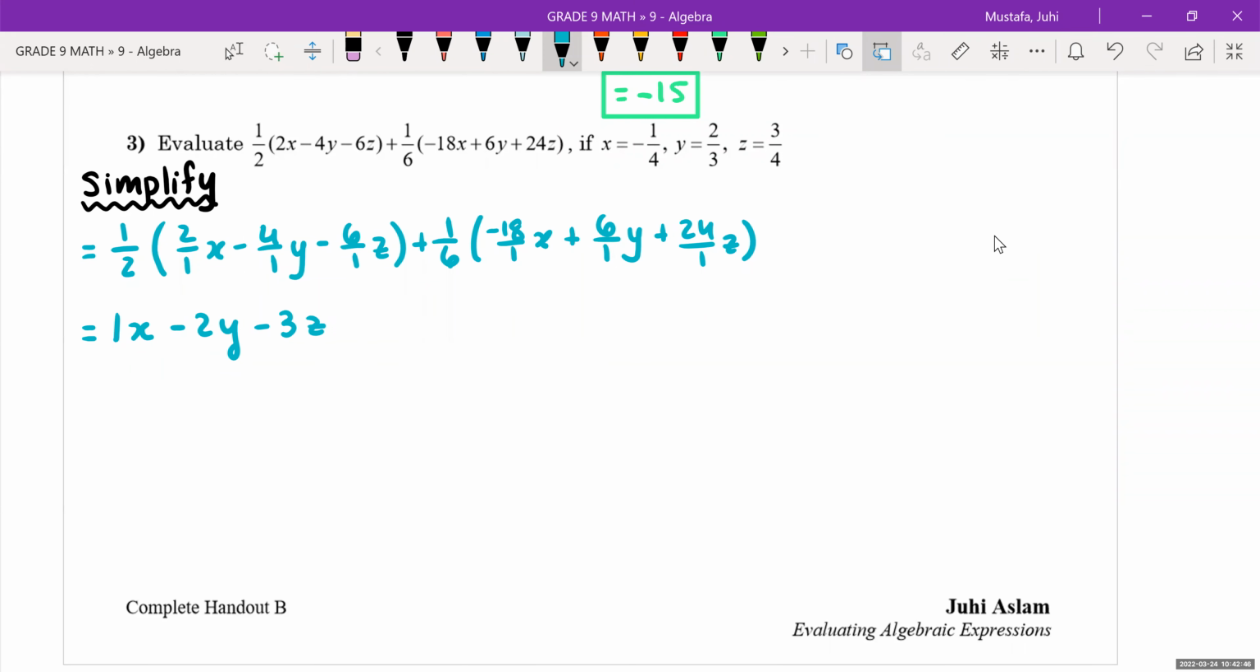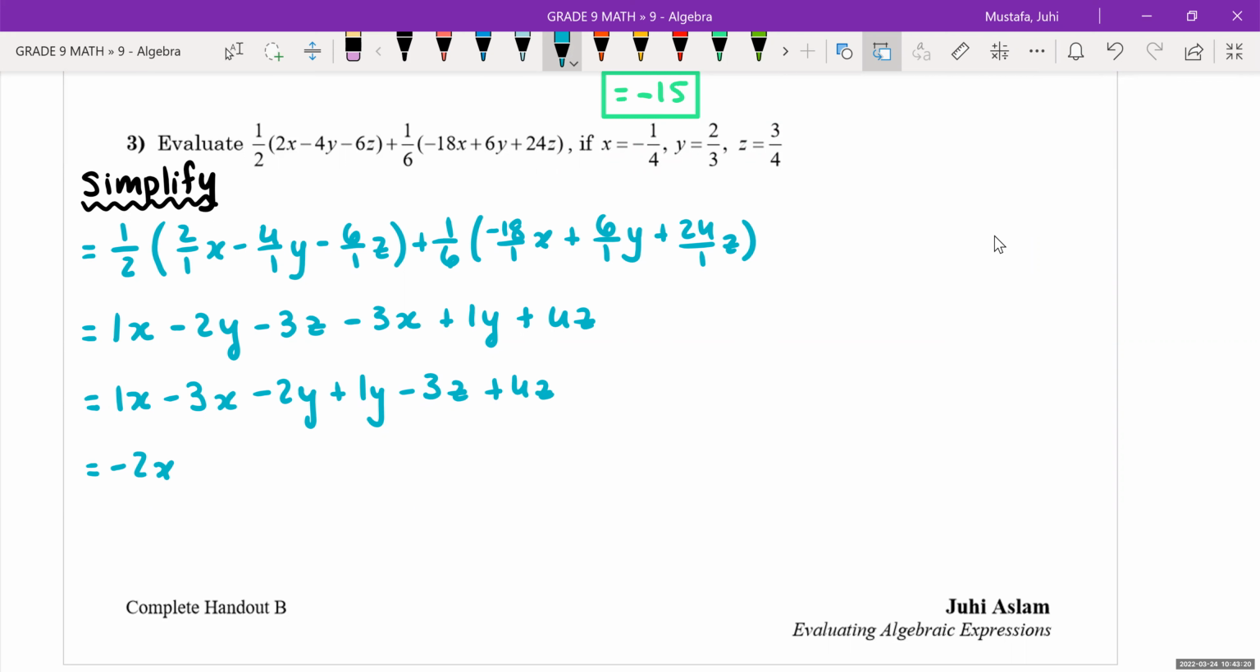Everything changes really nicely. 1/6 times -18 is just -18/6, which would be -3x. 1/6 times +6/1 is just going to give you 1y. 1/6 times 24 is just going to give you 4z. I'm going to collect like terms. So I have 1x minus 3x minus 2y plus 1y minus 3z plus 4z. And to finish off the question, we're going to have -2x minus 1y plus 1z.